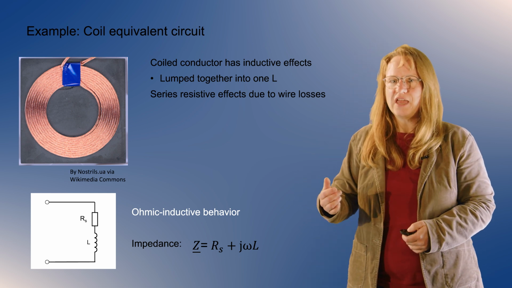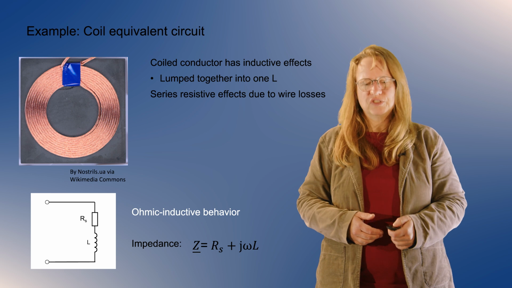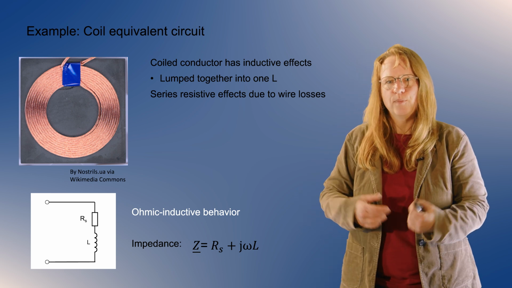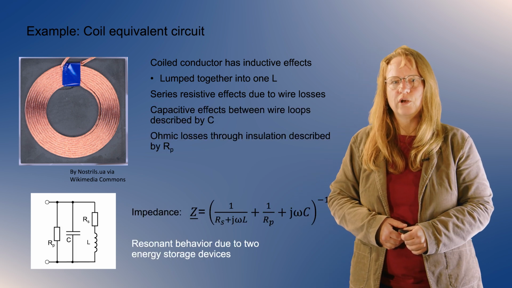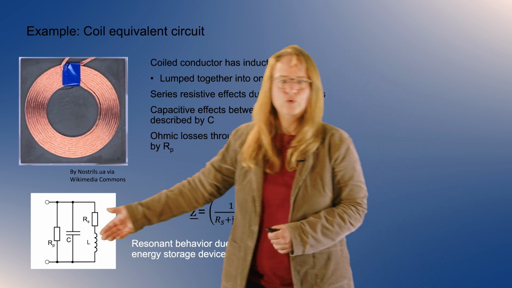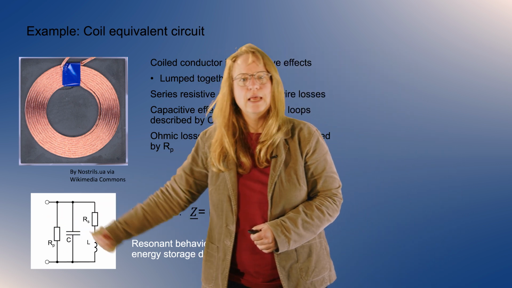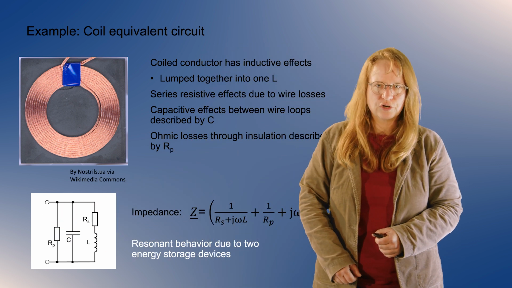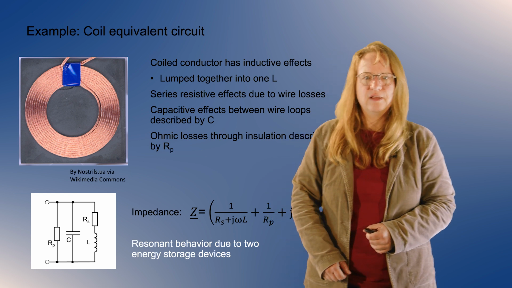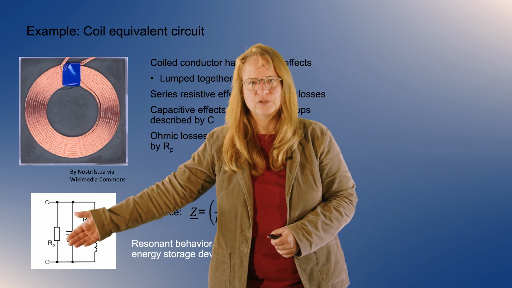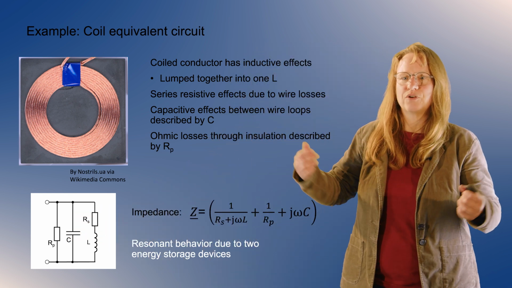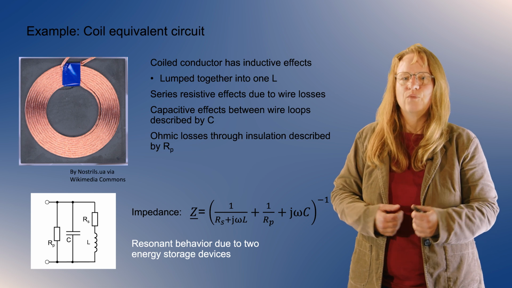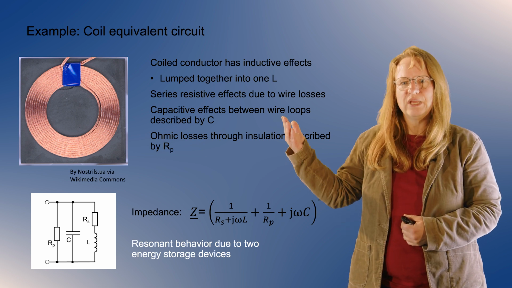So this is a first simple model. But if you go to higher frequencies, we might actually need to consider other effects. A bit more complex model of this coil would look like this. We have two additional elements now in this equivalent circuit. The first additional element is this capacitor C here. Why do we have a capacitor in a coil? We have capacitive effects between the wire loops.